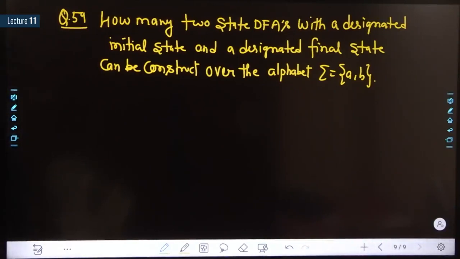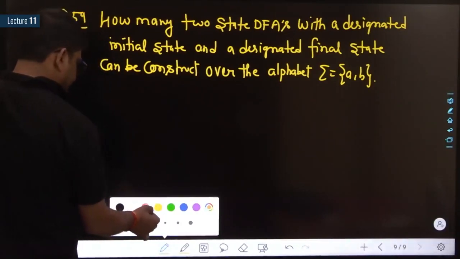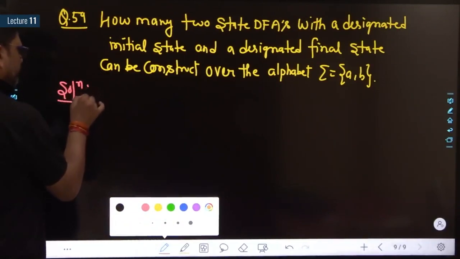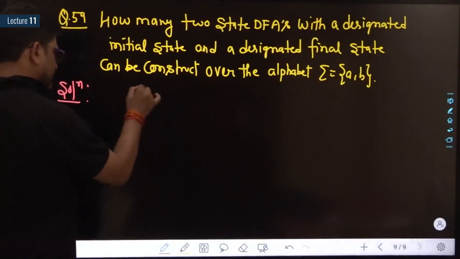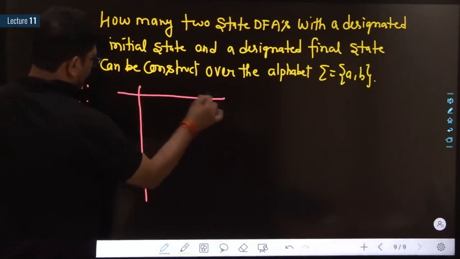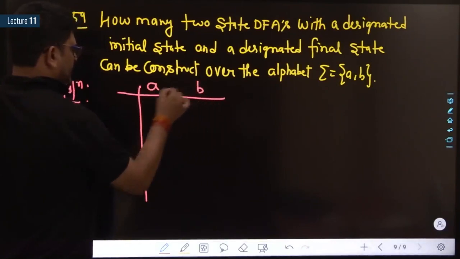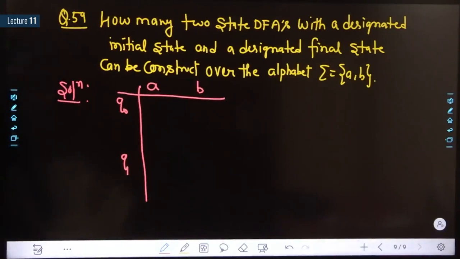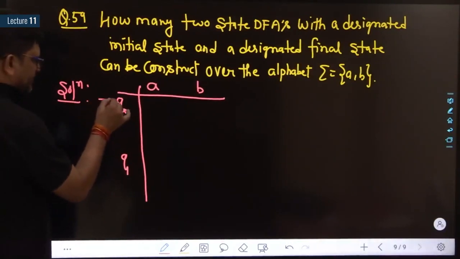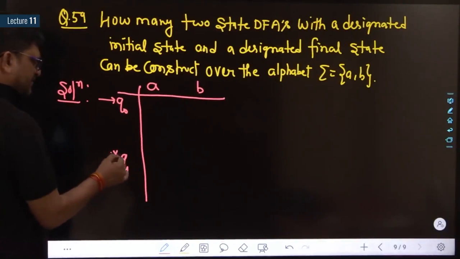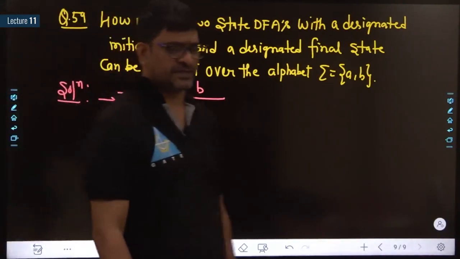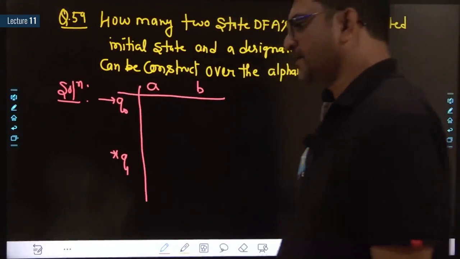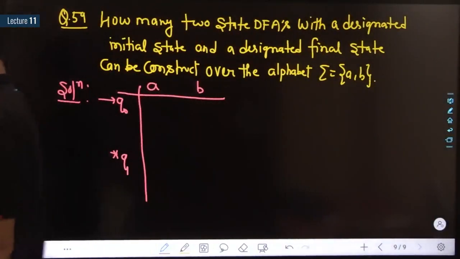Okay, see the solution. Two states are given. What are the input symbols? A and B. Q0 and Q1 are given. Suppose I fixed Q0 as the initial state and Q1 as the final state, because the question says initial and final states are fixed.